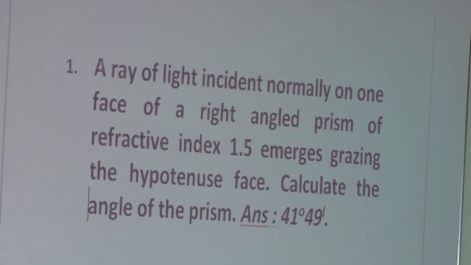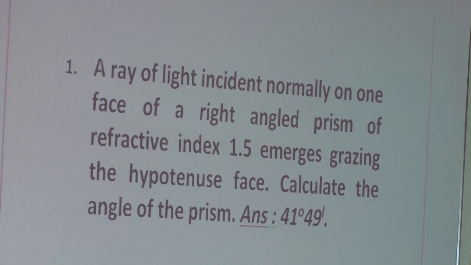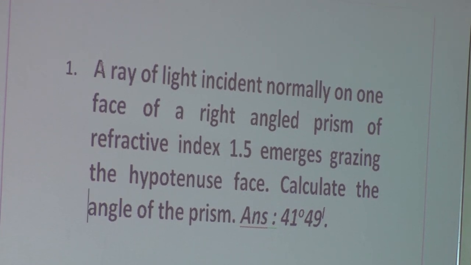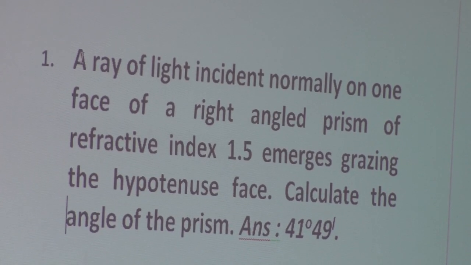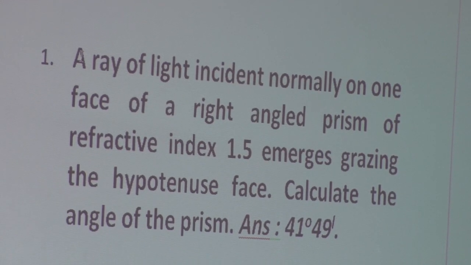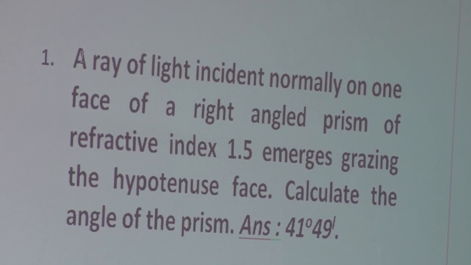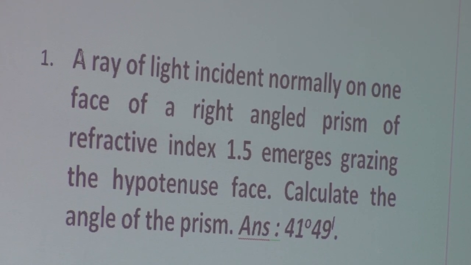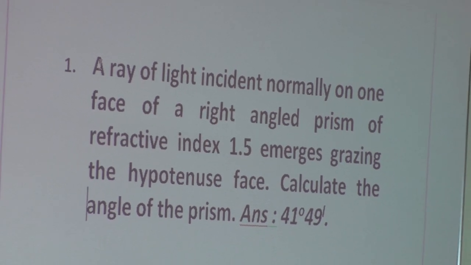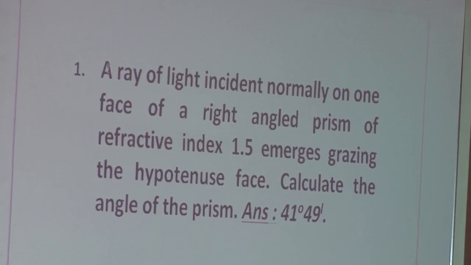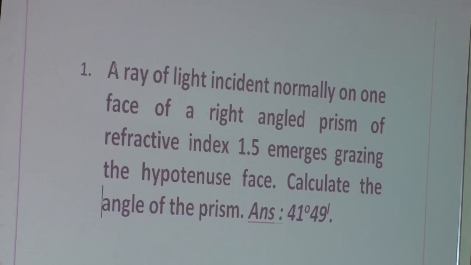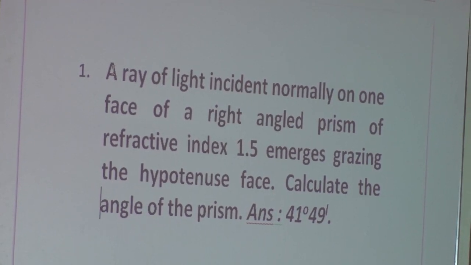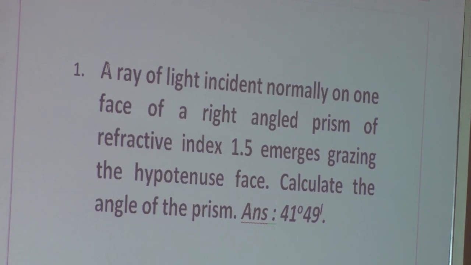Okay, so read the problem again. You write it: a ray of light incident normally on one face of a right angled prism of refractive index 1.5 emerges grazing the hypotenuse face. Calculate the angle of the prism. Take enough time to write it, then we will move on to the problem. At the same time you have to draw a diagram. A ray of light is incident on one face of a right angled prism, refractive index is 1.5, and it should be incident normally on one face.